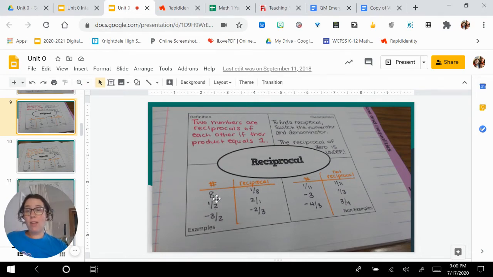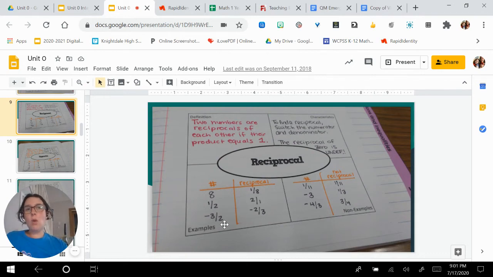So the reciprocal of 8: if I flip 8, there's always an invisible 1 in the denominator of a fraction. So my numerator is 8, the denominator is 1, it's just invisible, and so the reciprocal is 1/8. Same thing here, 1/2. If I flip 1/2 upside down, I get 2/1, but you can also just write 2, because again, dividing by 1 is invisible.